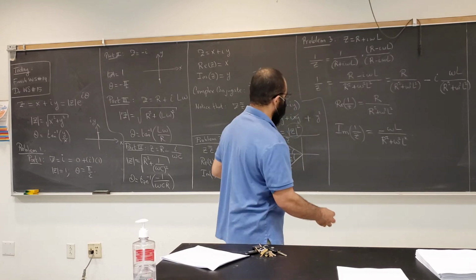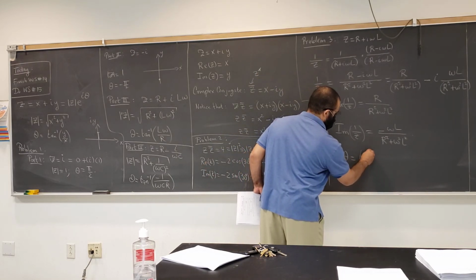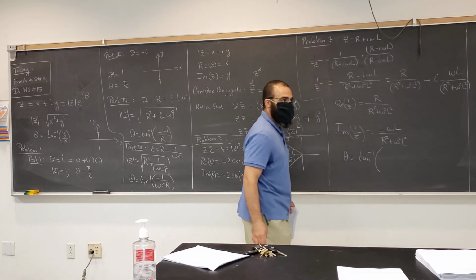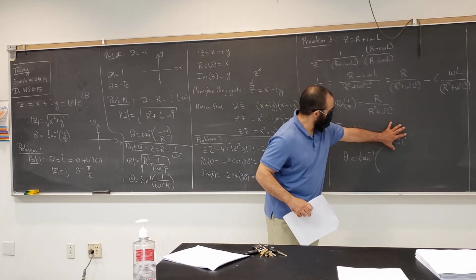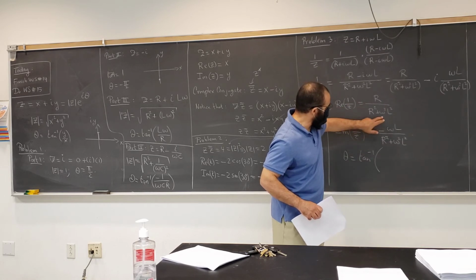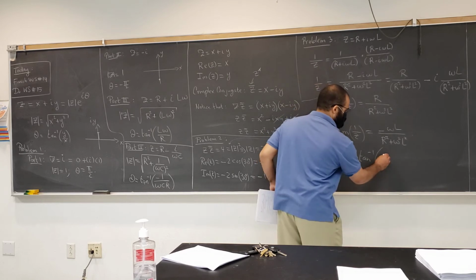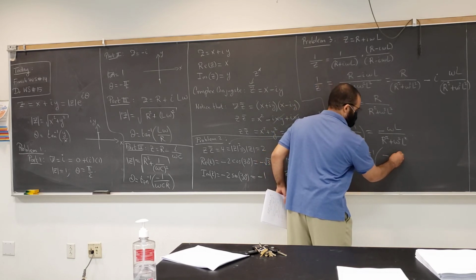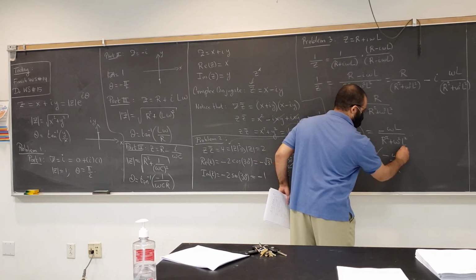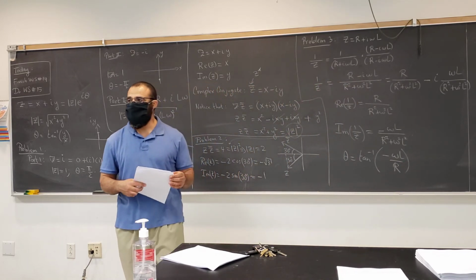So who wants to tell me how to find the angle? Theta would be what? Inverse tangent of negative omega over this, right? Good. And when you divide them, you see the denominators are the same, so they go away. So you end up with what? Negative what? Omega over R. Thank you. That's what you end up with.